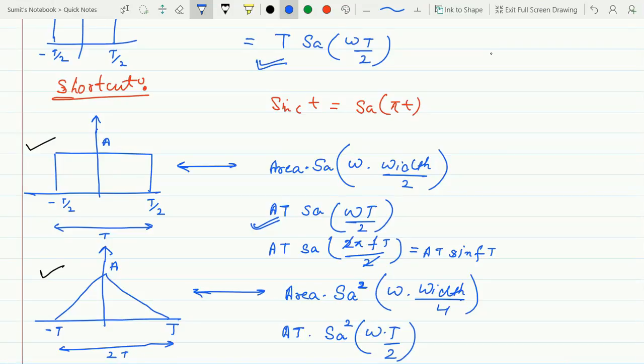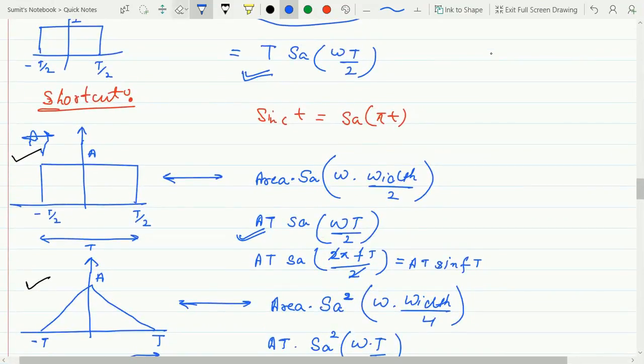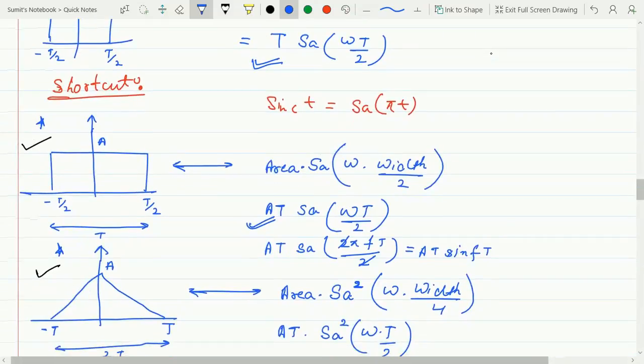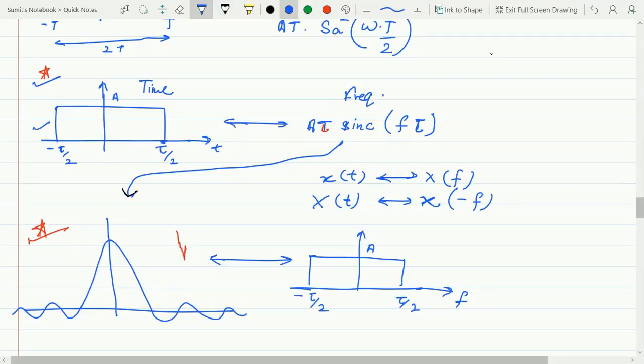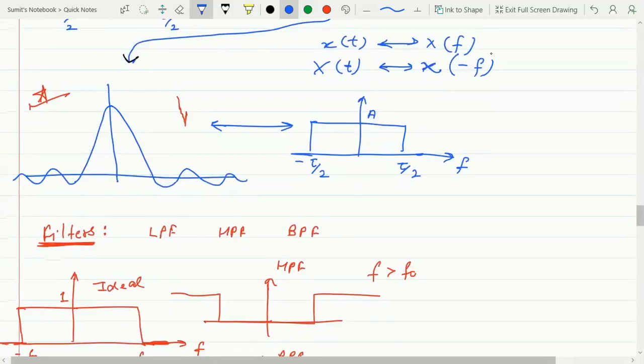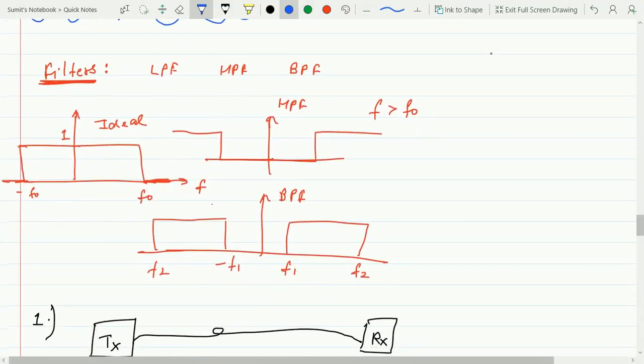This shortcut should definitely go into your short notes. In competitive exams, you can directly use this and find the Fourier transform for this rectangular pulse and this triangular pulse. Then I used the duality property, because we knew the Fourier transform for this gate pulse. I brought the frequency domain function to the time domain and concluded that the Fourier transform for this one would be a gate pulse in the frequency domain. Then we saw the types of filters, the low pass, band pass and high pass filters, and their frequency response characteristics for the ideal filters.